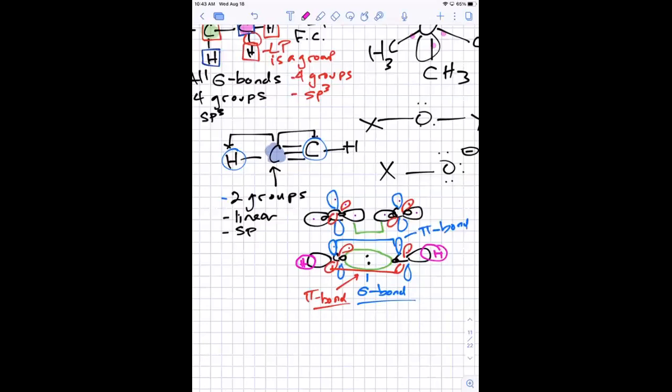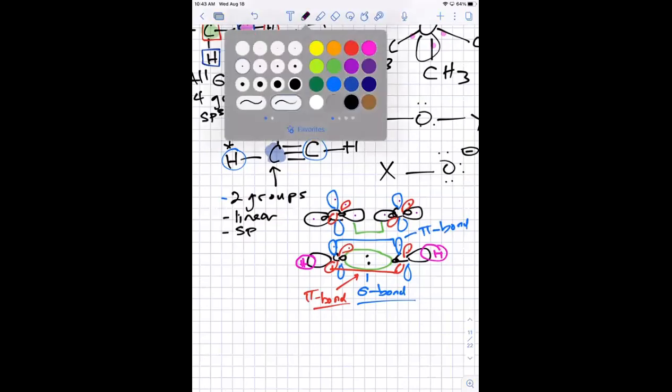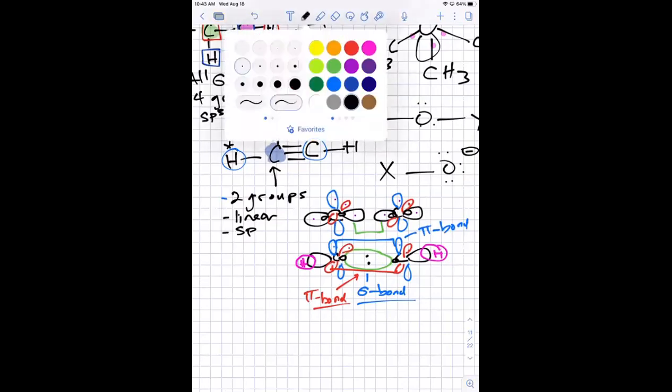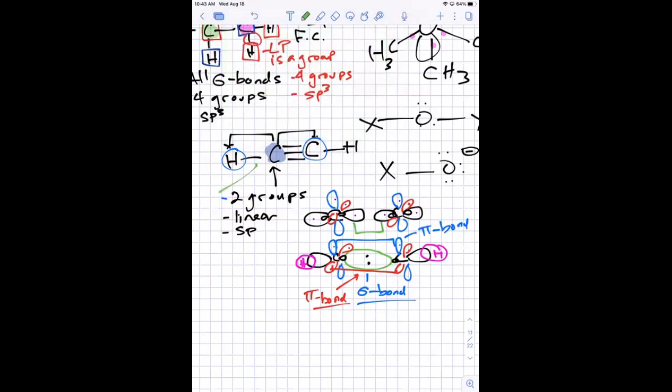So does it have 2 pi bonds and 1 sigma bond? Well, yeah. So the triple bond is made up of 2 pi bonds and a sigma bond. But the carbon itself has formed 2 sigma bonds, right? Because this is also, let me point it out, a sigma bond right here, right? That's sigma to hydrogen. Is that right?